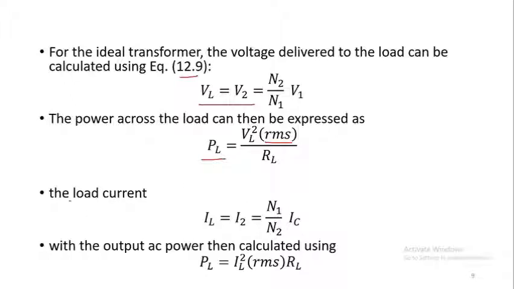And in terms of current, you have this relation: IL equal to I2, that is equal to N1 by N2 into IC. IC actually I1 है. तो इस करंट की फॉर्म में आपके पास जो पावर डिलीवर्ड टू द लोड की इक्वेशन है, that is PL equal to IL square RMS into RL.